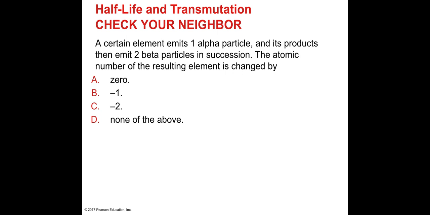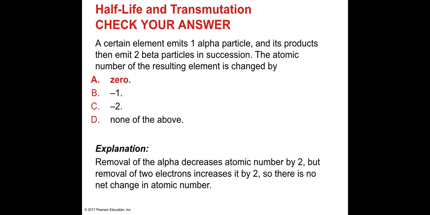So for you to tackle this type of problem, you need to do it step by step. When an element emits an alpha particle, what happens to the atomic number? It drops by 2, so that's -2. Now, when it emits a beta particle, the atomic number increases by 1. So you had -2, you add +1 to it, and it becomes -1. So the atomic number of the resulting element is changed by what? 0. Why? Because there are two beta particles. So you are -1 plus 1 plus 1, and that gives you 0.